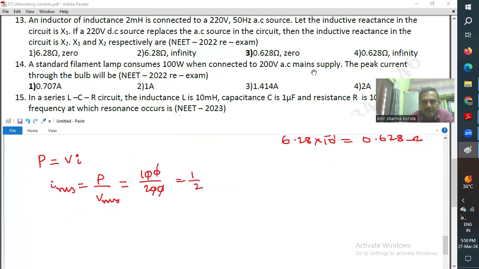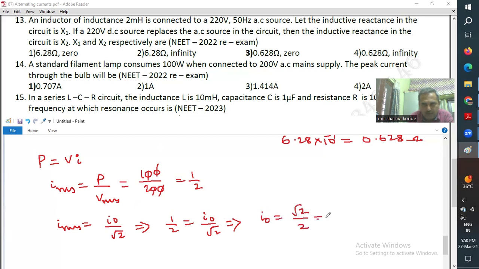But the question is the maximum peak value. IRMS is equal to I naught by root 2. So IRMS is 1 by 2, equal to I naught by root 2. So you get I naught equal to root 2 by 2. Otherwise, this can also be written as 1 by root 2, which is 1 by 1.414. Approximately, this is equal to 0.707 amperes.